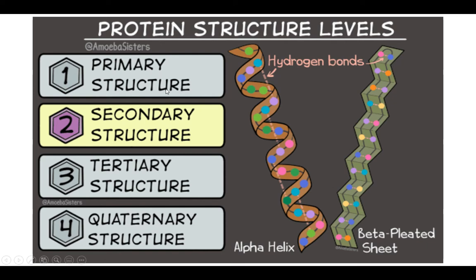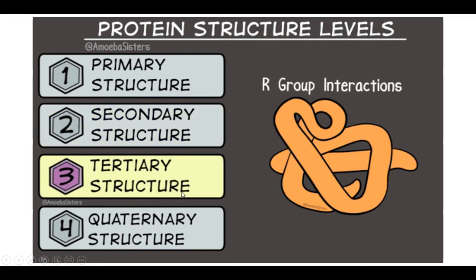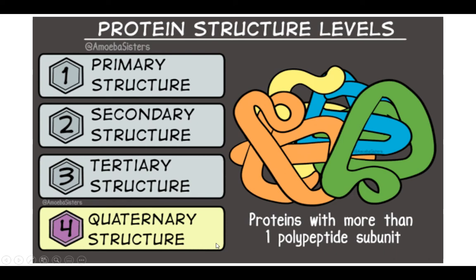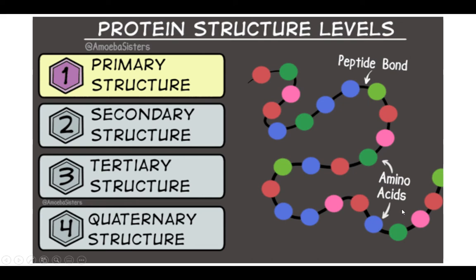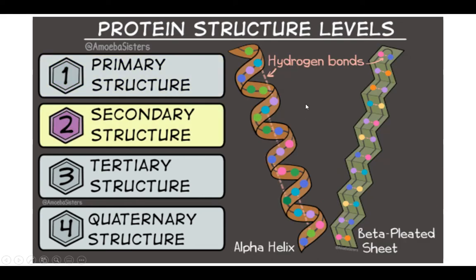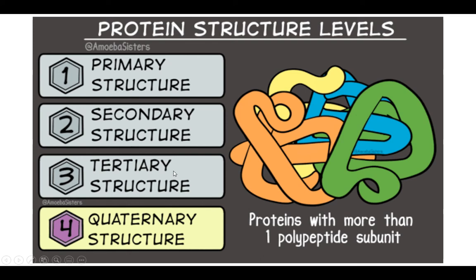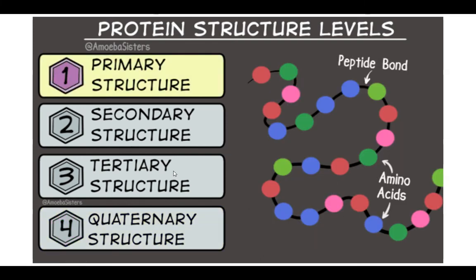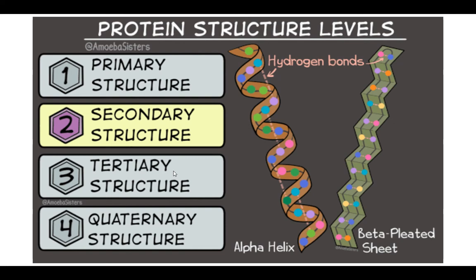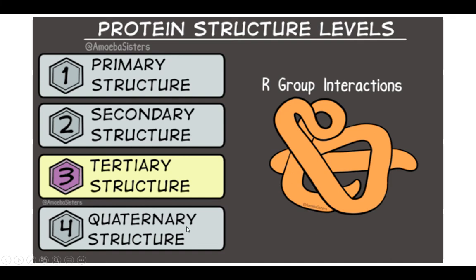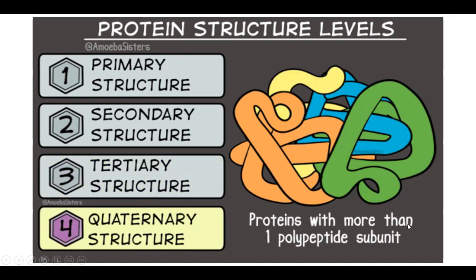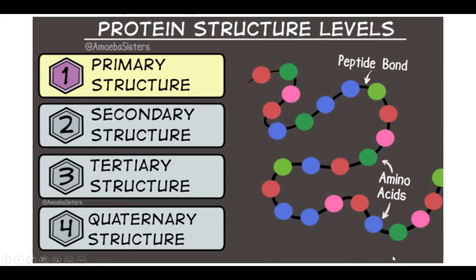So, we have primary structure, secondary structure, tertiary structure, and quaternary structure. Let's repeat. The primary structure: polypeptide bond, amino acid. Secondary structure has hydrogen bonds, alpha helix, and beta pleated sheets. Tertiary structure: R group interaction, while quaternary structure is a protein with more than one polypeptide subunit.